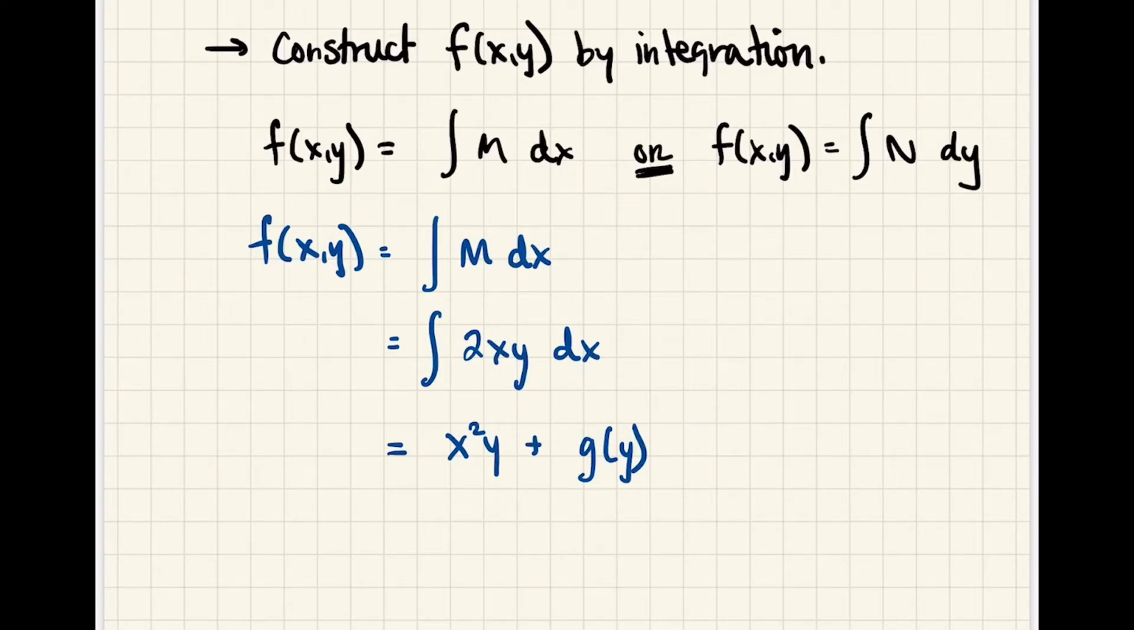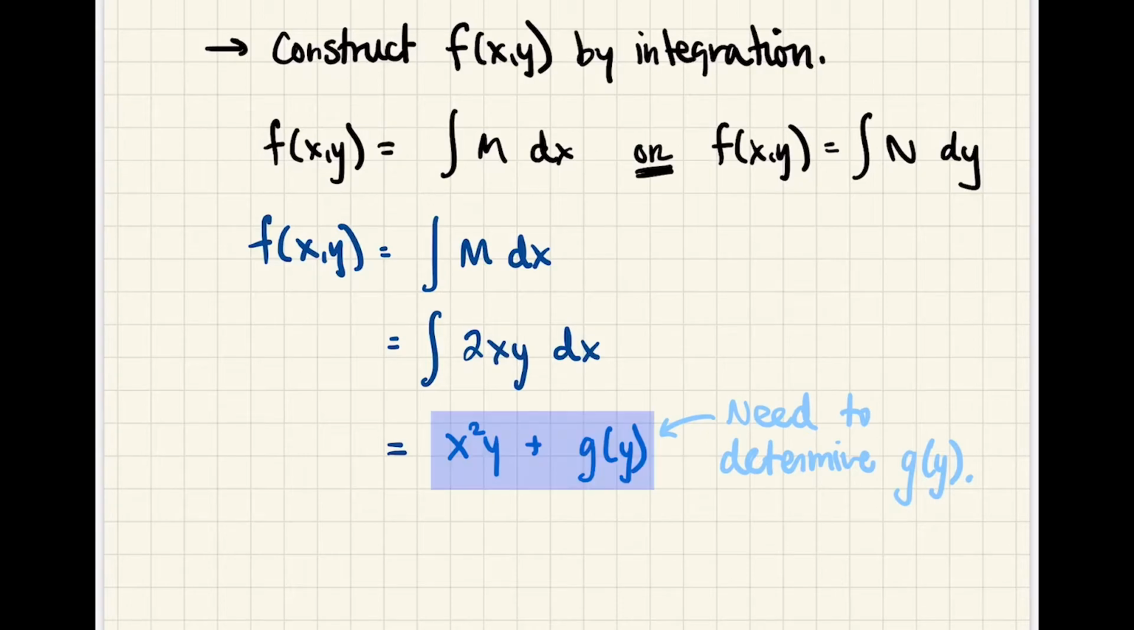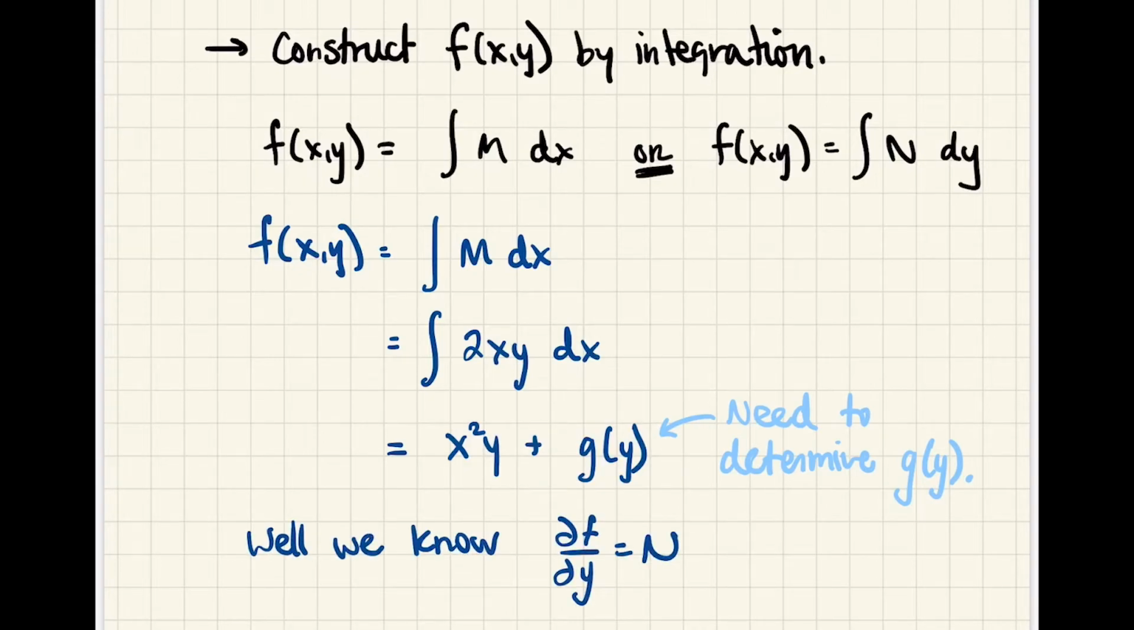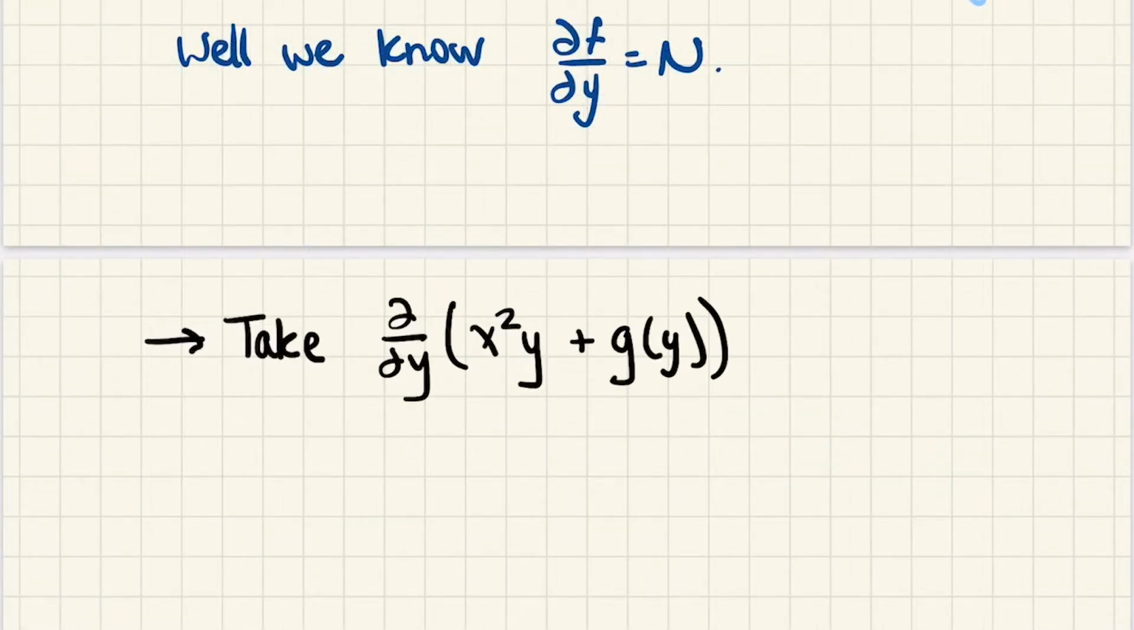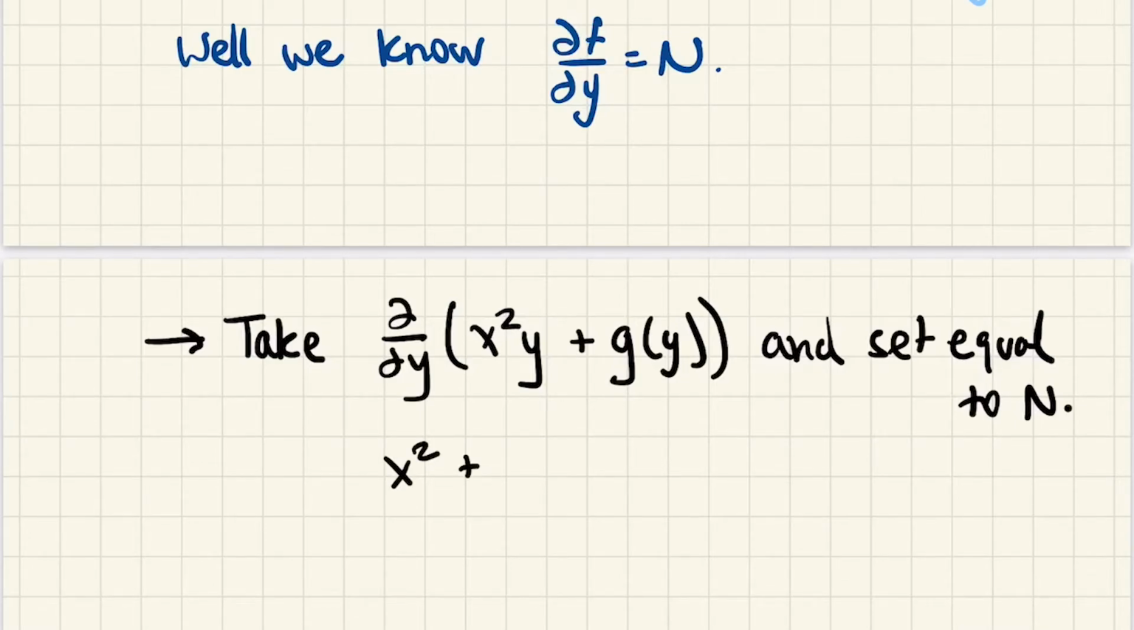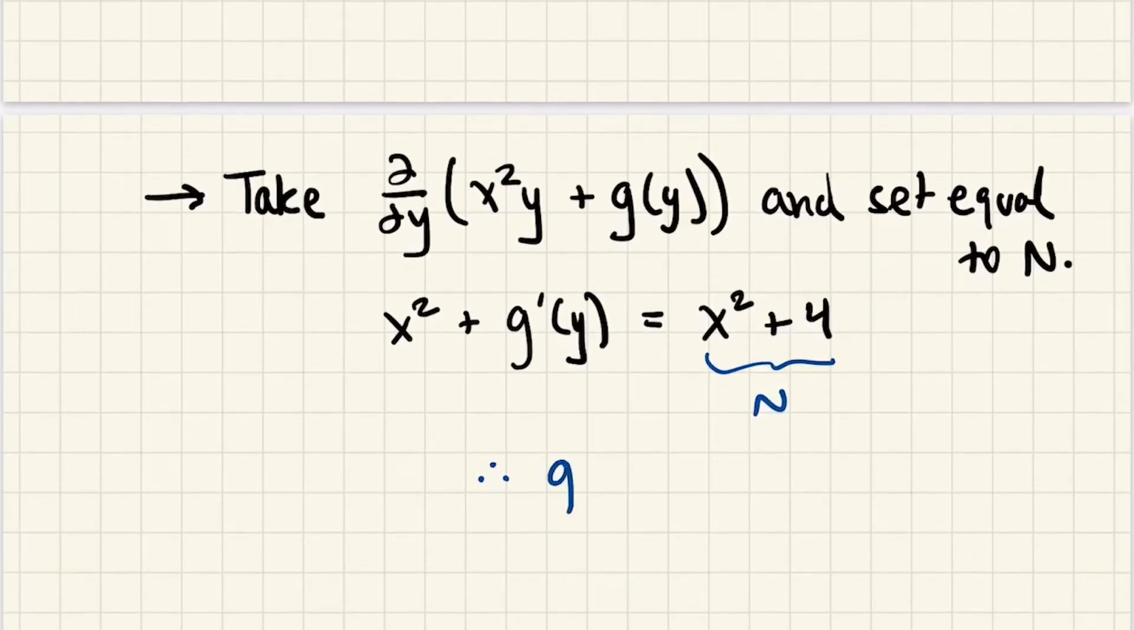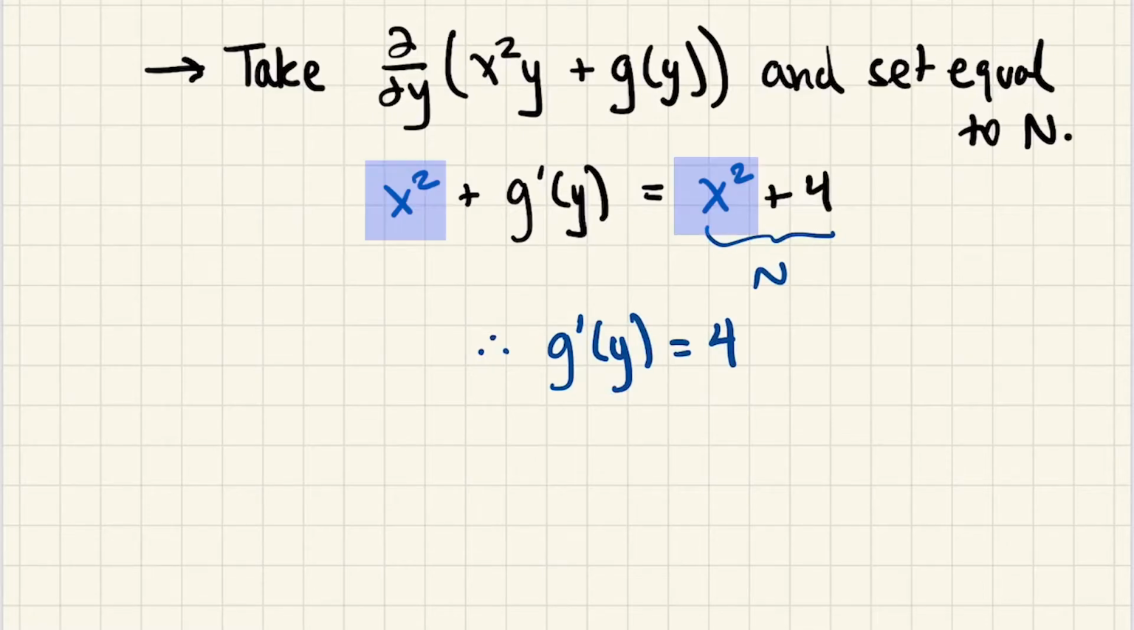Okay, now we're close to being done, but not quite, because we do need to determine what g of y is. So how do we determine g of y? Well, we're going to take the derivative of this thing with respect to y, and that's supposed to give us n. Okay, so the partial derivative of x squared y with respect to y is x squared, and the derivative of g of y is g prime of y, and that's equal to what n was, and n was x squared plus 4. So we conclude that g prime of y is equal to 4, because the x squareds cancel.